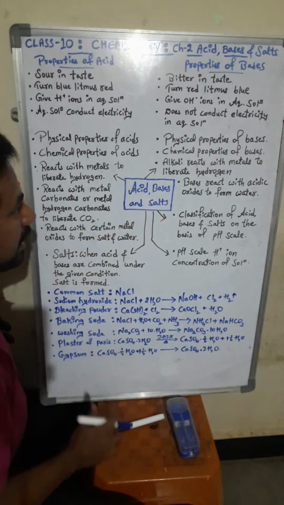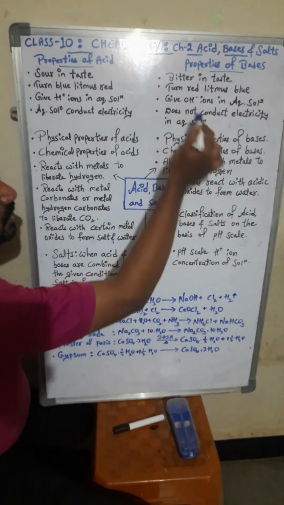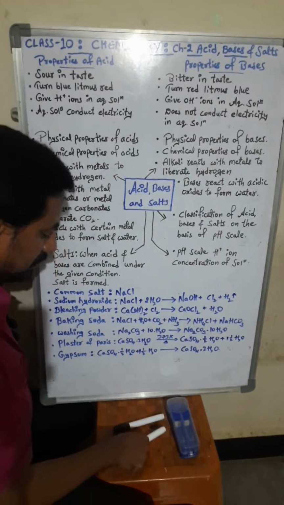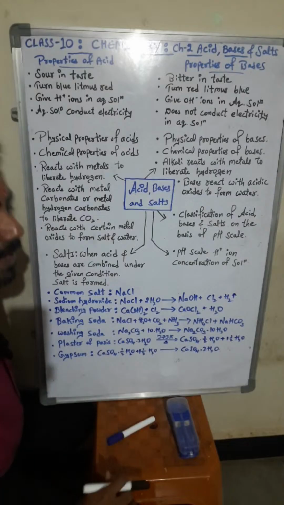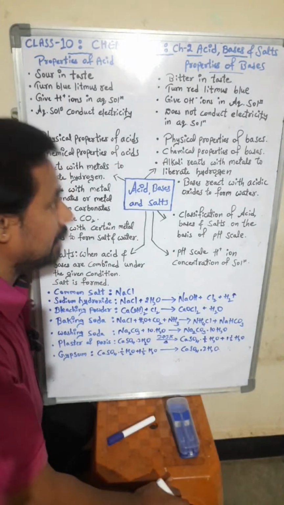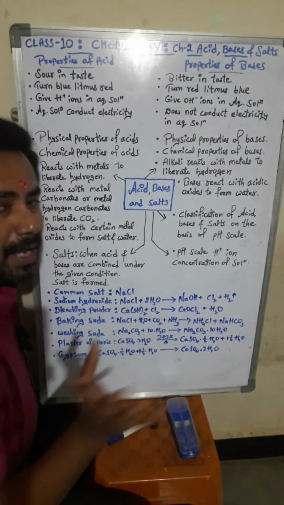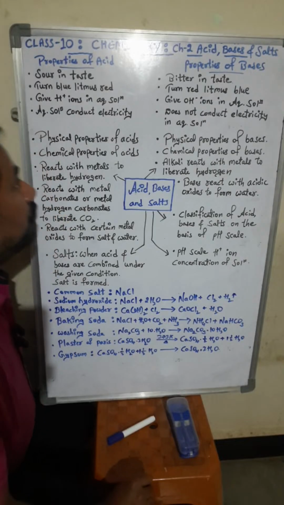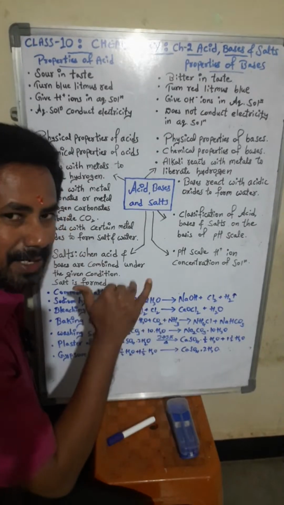In this chapter, we are going to study about properties of acids, properties of bases, and also so many things we are going to study. So first let us see about some properties of acid. What are the properties, behavior of acid? Let us see now, students. Acids are sour in taste. This question may be asked in your examination: write some physical properties of acids. Chemical properties, let's see one by one.